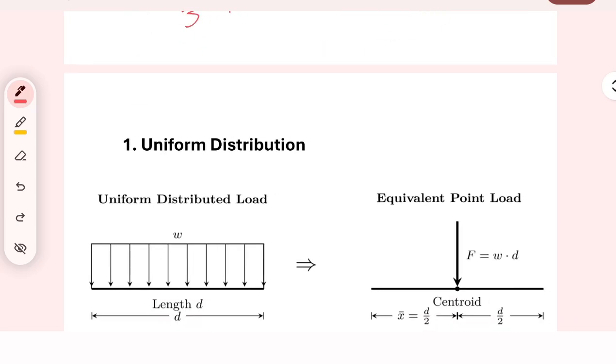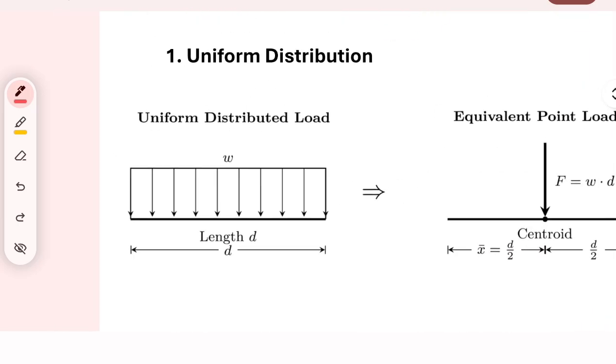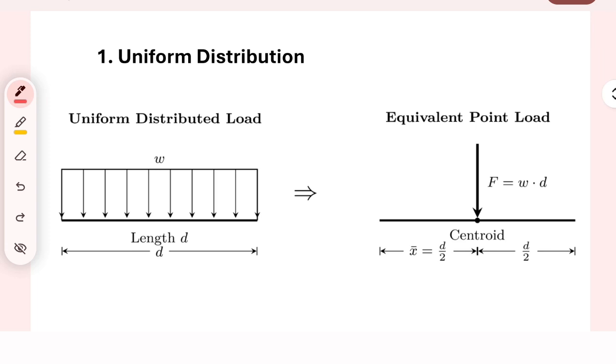What about if the distribution is not triangular? What about if you are given a distribution like this? It is a uniform distributed load. That means it is uniform all throughout. As you can see in here, the intensity is just the same from one side to the other side. W is just the same along the length of D. How would you compute the single force that should replace that uniform distributed load?